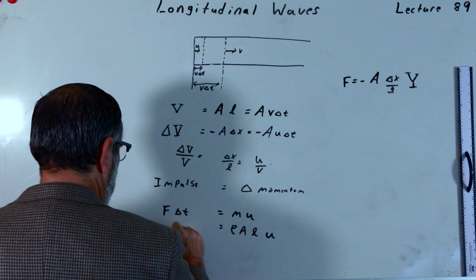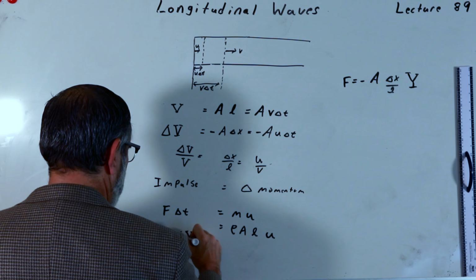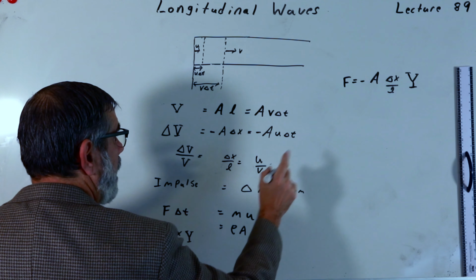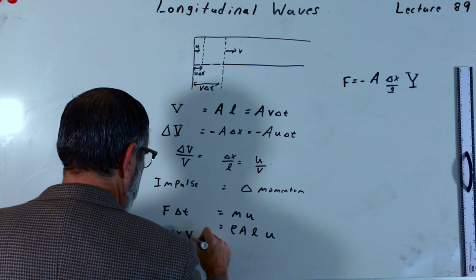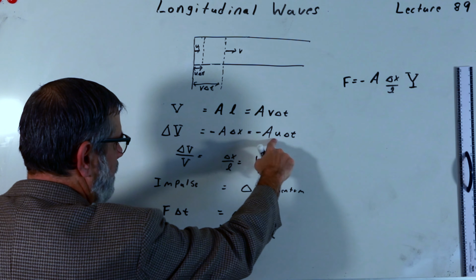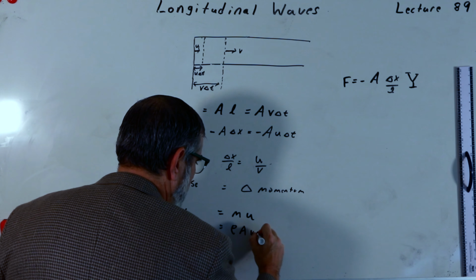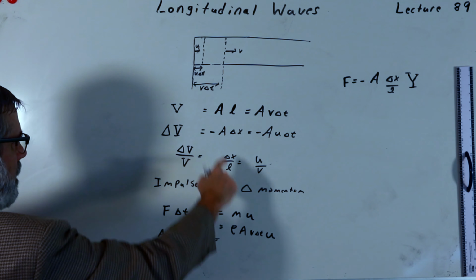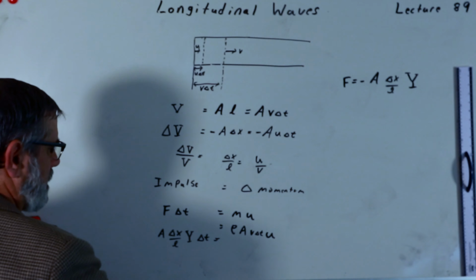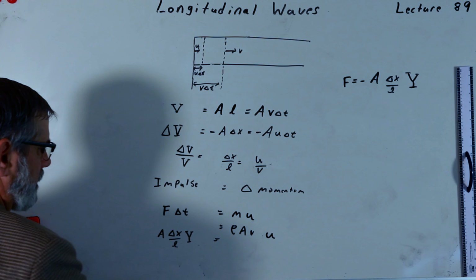A delta x over L times Young's modulus times delta t equals this L, right? We said that was just V delta t. So let's replace that now. V delta t, that's this distance here. You can see the delta t's are going to cancel, so let's get rid of them.